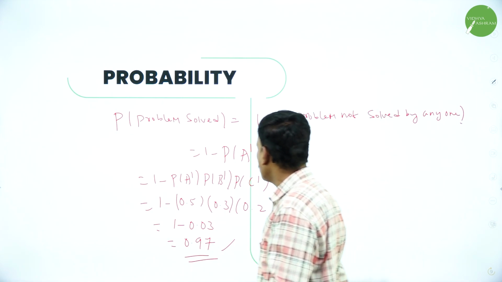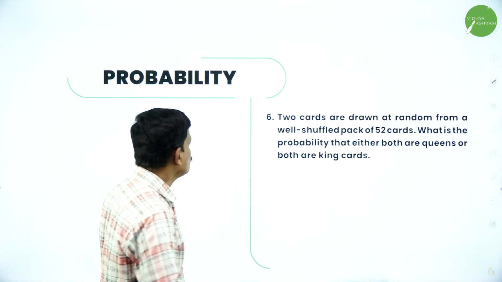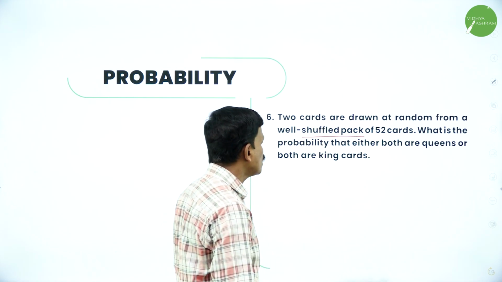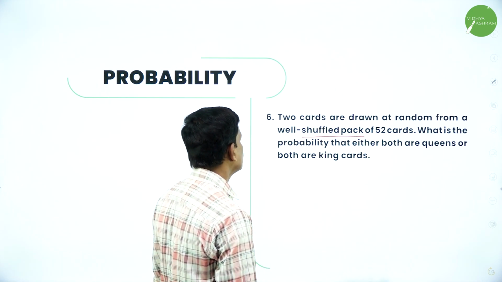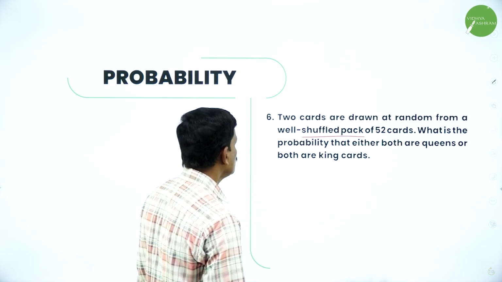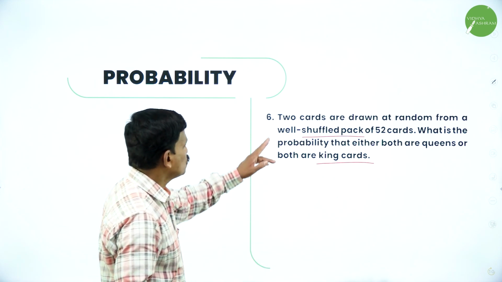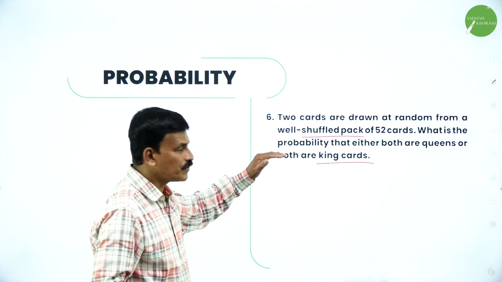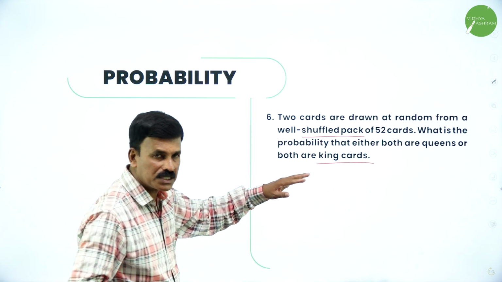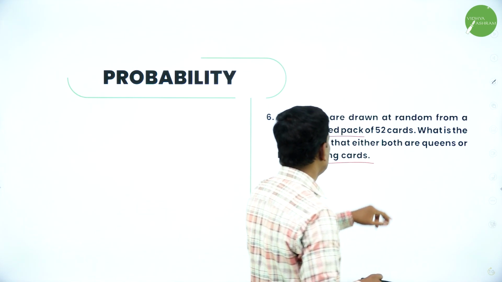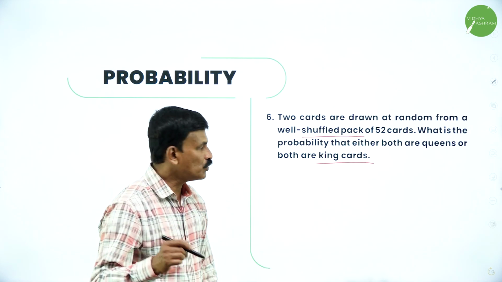Now move on to the next problem. Two cards are drawn from a well shuffled pack of 52 cards. What is the probability that they both are queens or both are kings? Here two cards are drawn at random from a well shuffled deck of 52 cards. What is the probability that either both are queens or both cards are kings?